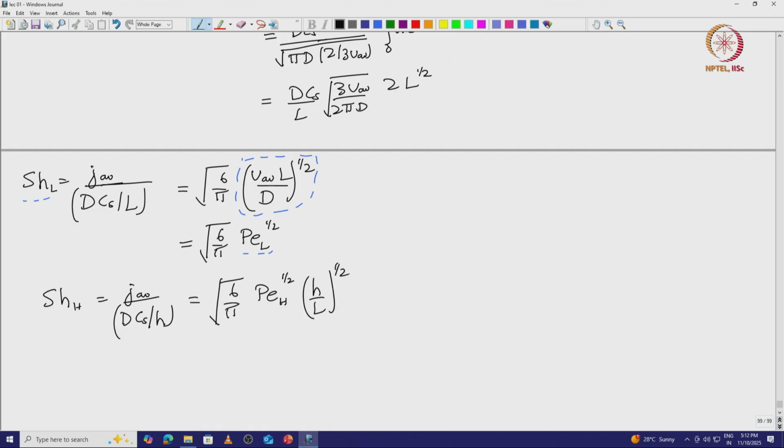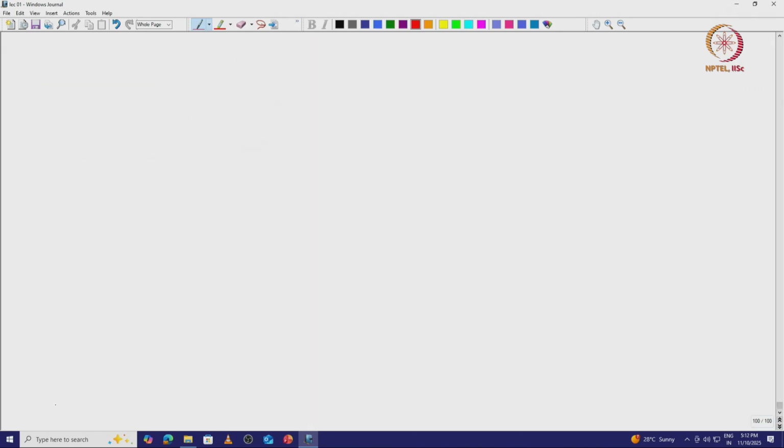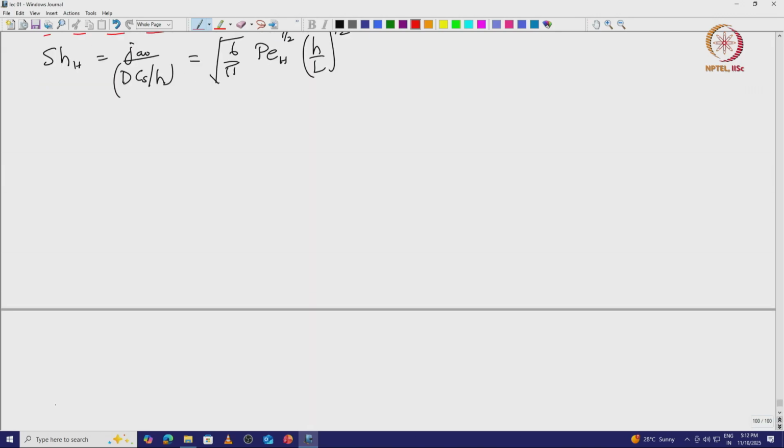So, this is what you would get if you wrote it in terms of the thickness, whereas the correct way to write it is in terms of the length scale L, because the contacting is happening over the length scale L, and the thickness of the penetration depth is also determined by the length scale L. So, that is the correct way to write it. This is an example of how you get a Sherwood number correlation in terms of the Peclet number for the film flow. We will see more of this when we do boundary layer theory later.